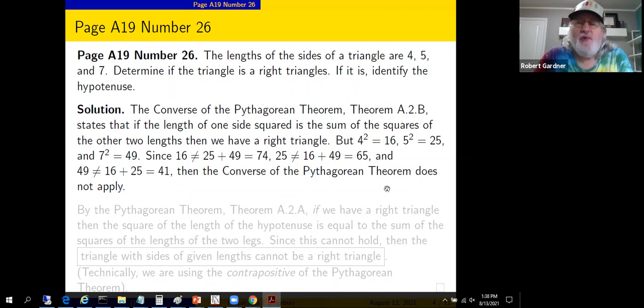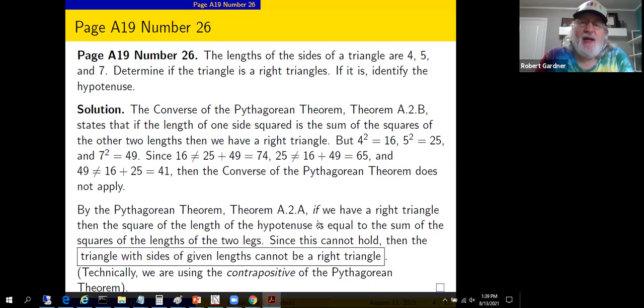So the converse of the Pythagorean theorem, strictly speaking, doesn't apply. Had any one of these been an equality, we would have said right triangle. Technically, we have to go back to the statement of the Pythagorean theorem itself. It says if we have a right triangle, then the square of the length of the hypotenuse is equal to the sum of the squares of the other two sides. This can't possibly hold. So that's the reason that we can draw the conclusion that these are not the lengths of the sides of a right triangle.